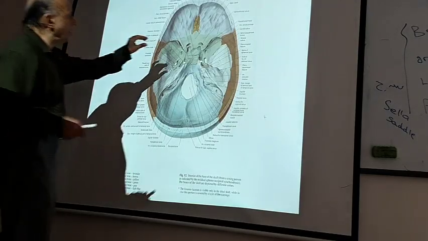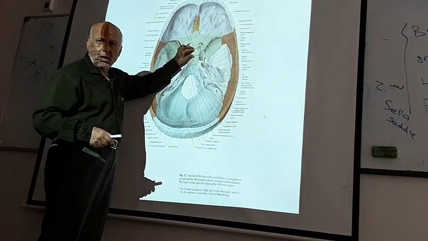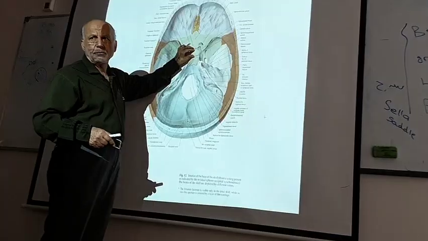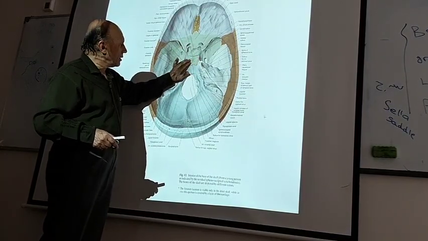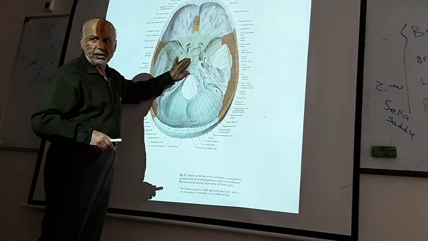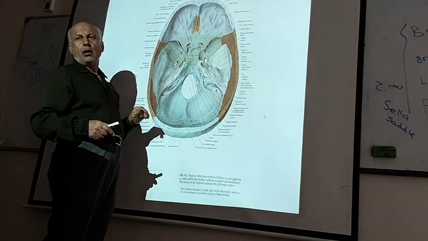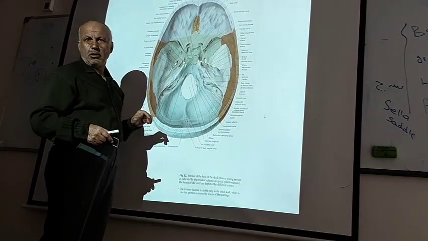This fossa is named Sella Turcica. And here is the dorsum sellae, for support. Is it for glands?